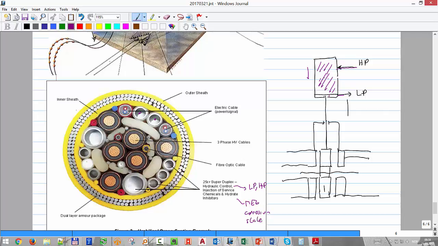And there you have some other things that are just fillers, just keeping the integrity of the cables, keeping them in the same position. So communications, power cable, injection of chemicals and hydraulic lines to move the actuators of the valves. That's usually everything the umbilical has.